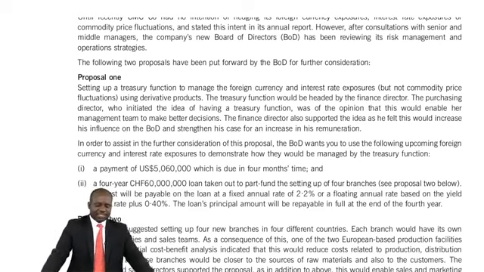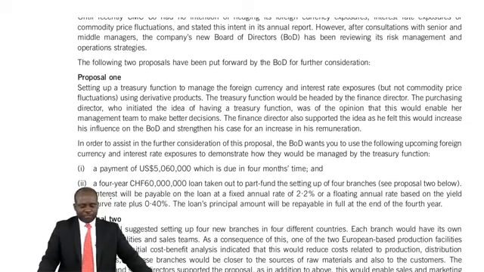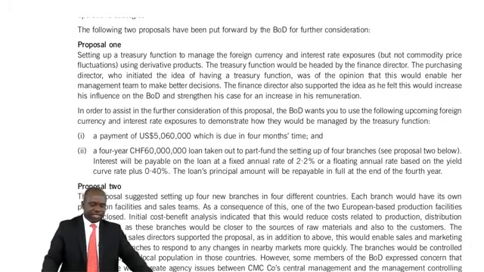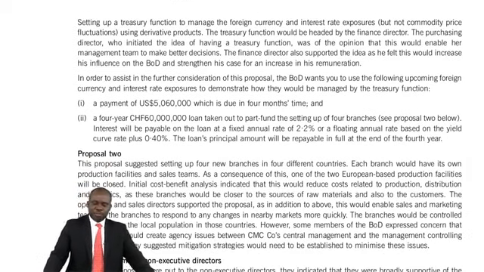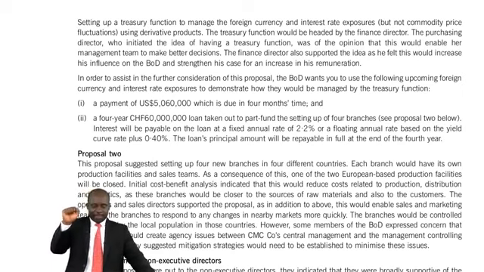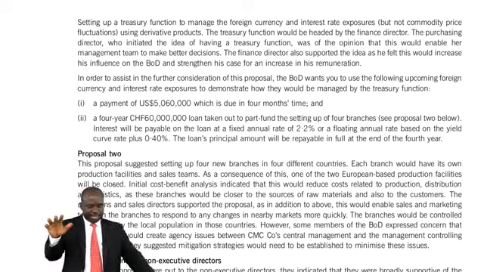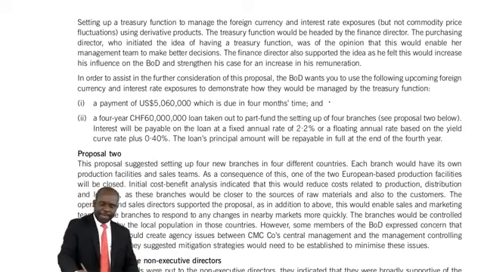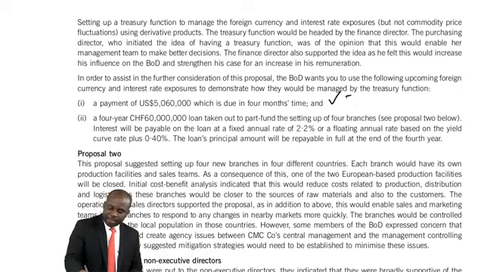In order to assist in the further consideration of this proposal, the board wants you to use the following upcoming foreign currency and interest rate exposures to demonstrate how they would be managed by the treasury function. 1. A payment of $5.06 million, which is due in 4 months' time. Something is clicking here. I need to hedge the dollar payment in 4 months' time, and that dollar payment is what is here. So I will say this is my dollar exposure. I put it in there.